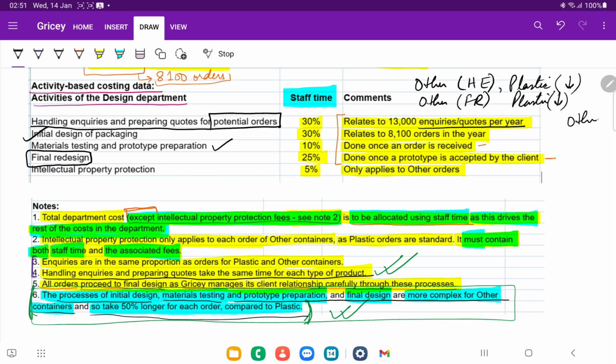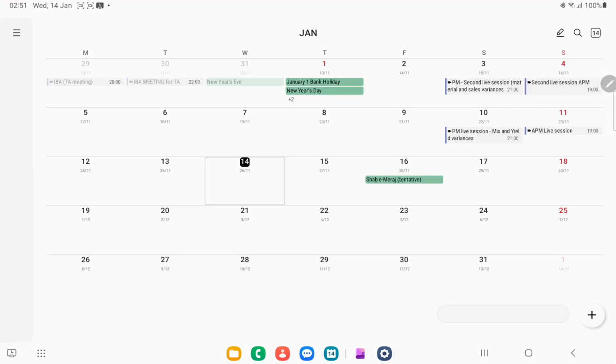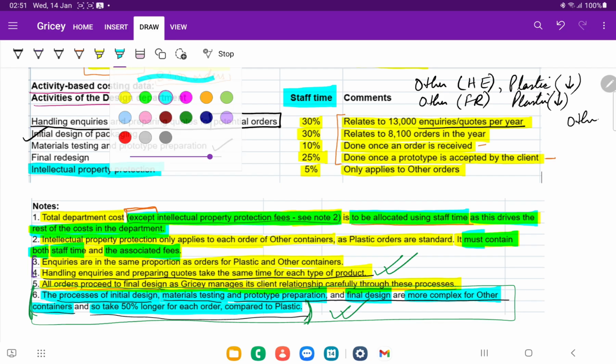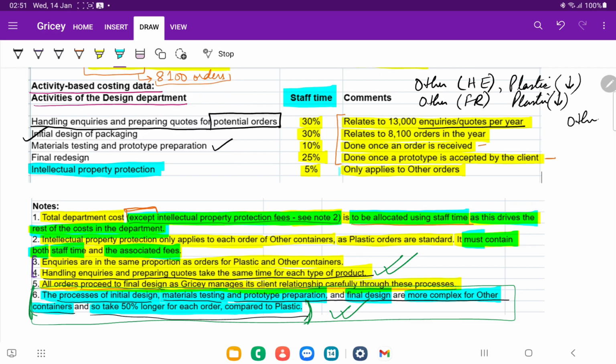Now the last point is intellectual property protection. Now what do you mean by intellectual property protection? In this case needs to be addressed, because nothing about that is given here. The only thing which is given here is that this is something which is related to other orders. So we need to understand whether intellectual property protection is really needed here, and if it is needed, then yes, it's a value added activity, because we don't know what kind of intellectual property we are protecting.